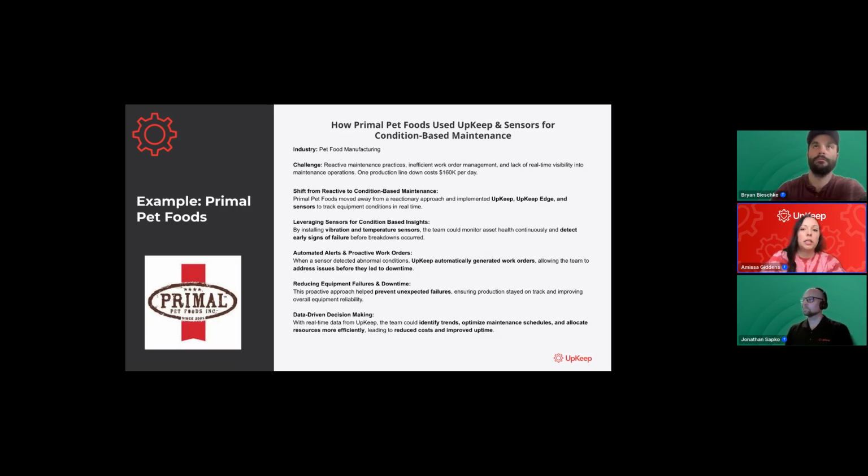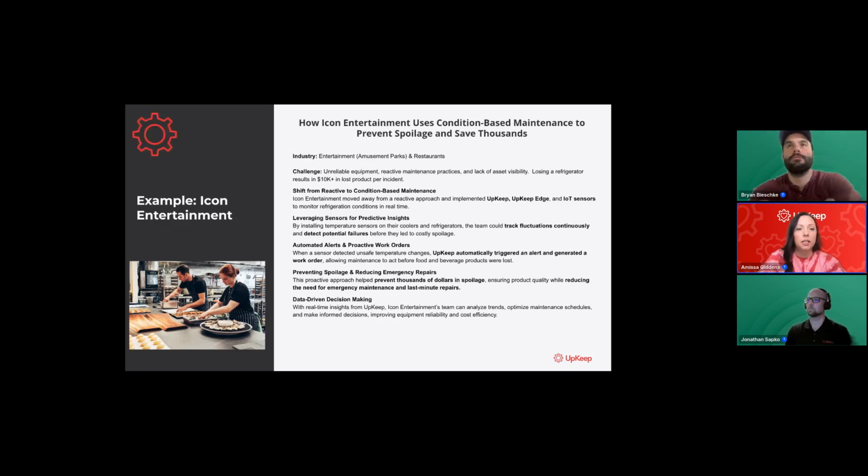Next customer example is Icon Entertainment. They're actually restaurants and amusement parks, and one of their high-end restaurants is using sensors for condition-based maintenance, especially when it comes to food spoilage. They had a history of some of the refrigerators failing, and one time they lost about $8,000 in product because of that. So they said, okay, we really need to get a CMMS. We need to start using sensors for this.